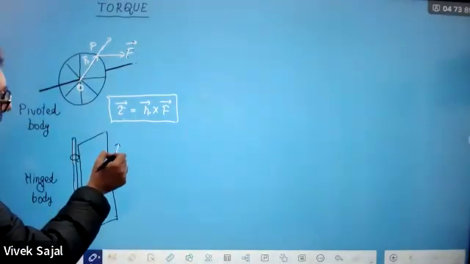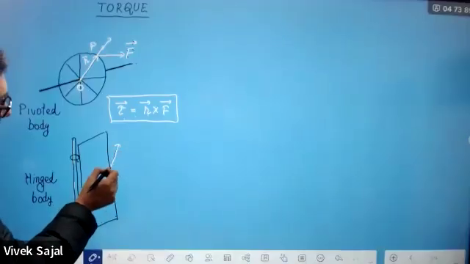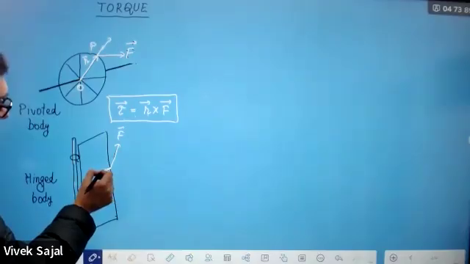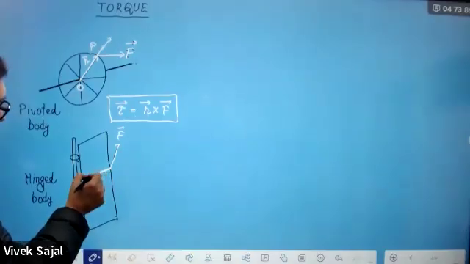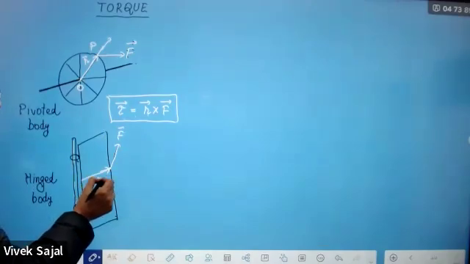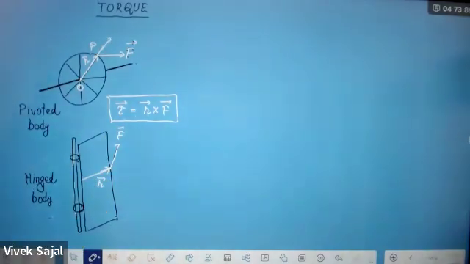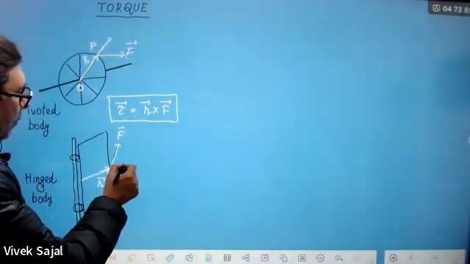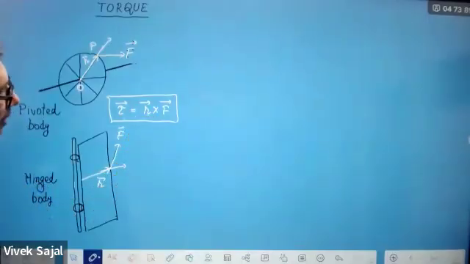then this will be the F and this will be R. This is going to be R. Okay. So what will be the torque here? Torque here again will be R cross F. So this will be the torque. Torque will be R cross F.